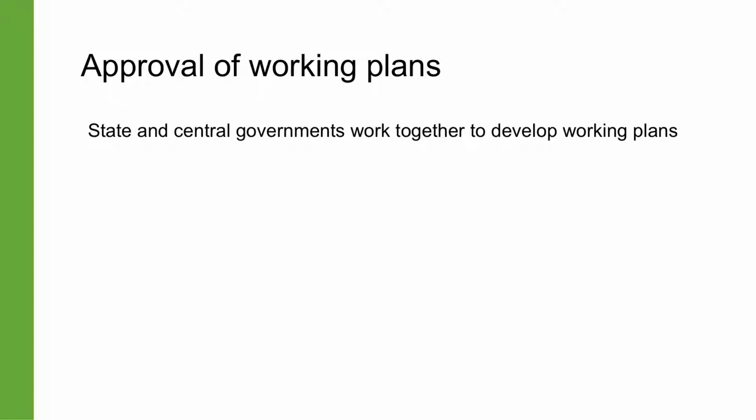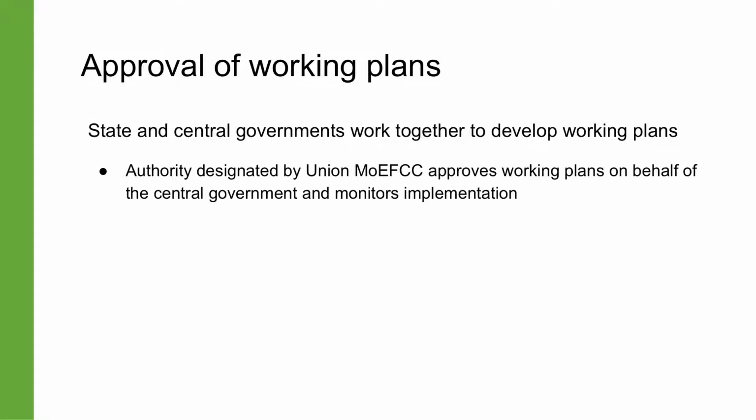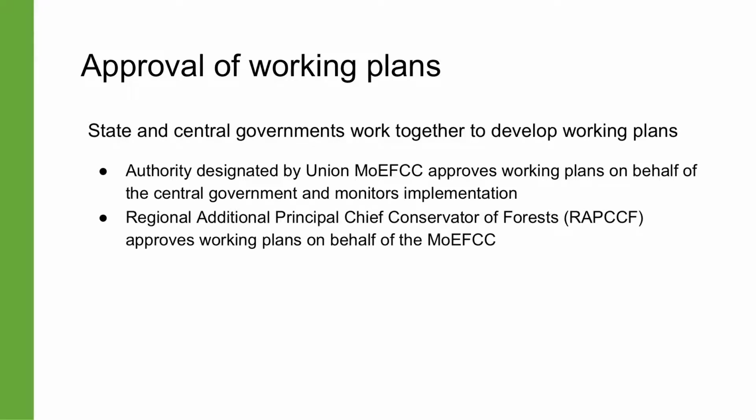Following the Supreme Court's interventions, the state and central governments worked together to develop working plans. An authority designated under the National Working Plan Code by the Union Ministry of Environment, Forests and Climate Change approves the working plan on behalf of the central government and also monitors its implementation. The National Working Plan Code of 2014 identifies the Regional Additional Principal Chief Conservator of Forests, or the RAPCCF, of the ministry as this authority. Currently, the ministry has 10 regional offices in charge of different states.